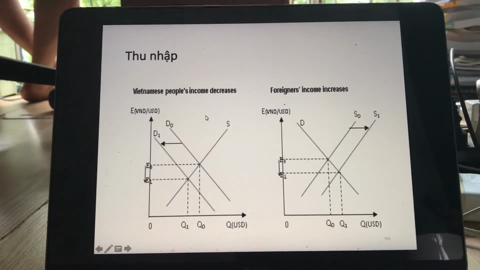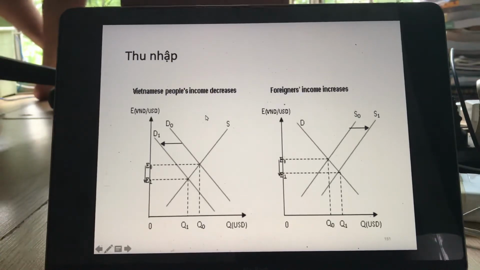I think when the income of the Vietnamese people decreases, the consumption of the Vietnamese people will decrease too, and then the import of Vietnam will decrease. Okay. The key point here is that the consumption decreases. Why? Because they have less money, so they have to balance between saving and buying. Okay, I agree. So we can see that.